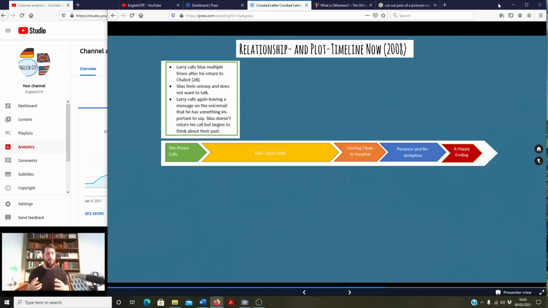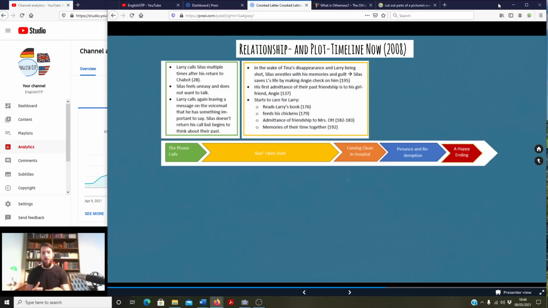But he starts to think about their past. So this is where it starts. So he is uneasy already. There's something that he's not okay with when he hears Larry's voice. But this is only when he starts to think about the past. And then he realizes that he has an open debt. This is the next stage of their friendship. So in the wake of Cindy's disappearance and Larry being shot, Silas wrestles with his memories and his guilt, and this is the first time where it comes up.